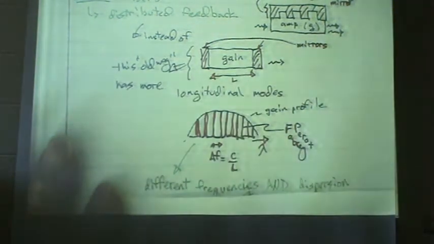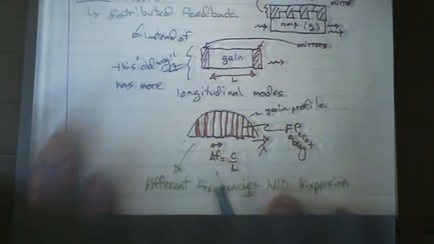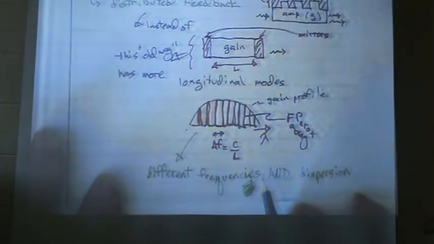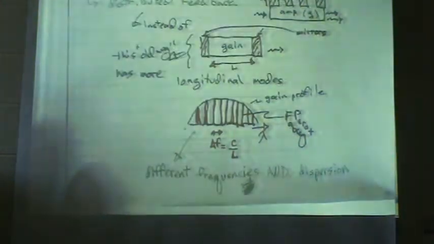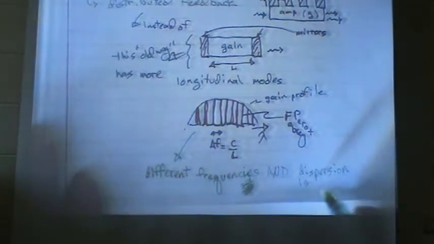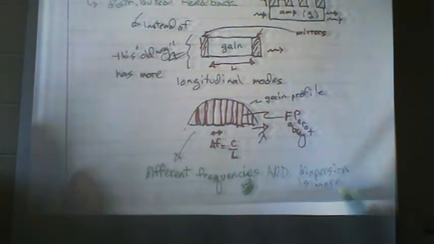So in this old way of doing it, you excite these longitudinal modes. So I've got a whole bunch of different frequencies, right? What's the problem with having a whole bunch of different frequencies? Dispersion doesn't like it, right? Dispersion is more of a problem.